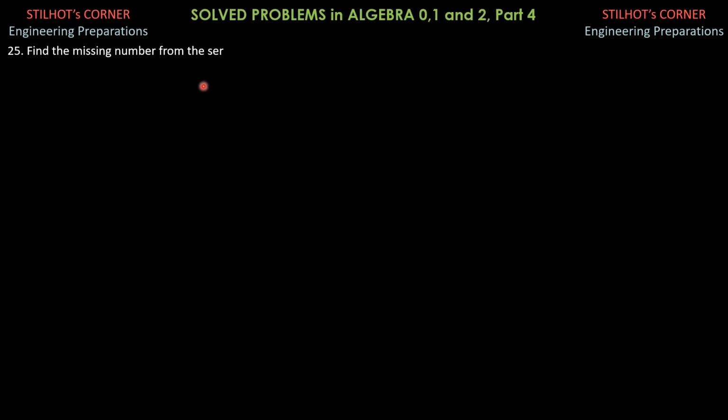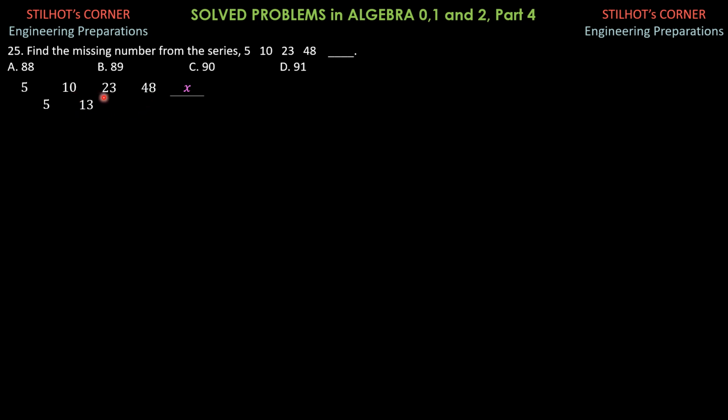Find the missing number from the series 5, 10, 23, 48, then blank. To solve this problem, let's have the conventional way. That is, we have to get the difference between adjacent terms of the series. Let's call the missing number x. The difference here is 5. 23 minus 10 is 13.